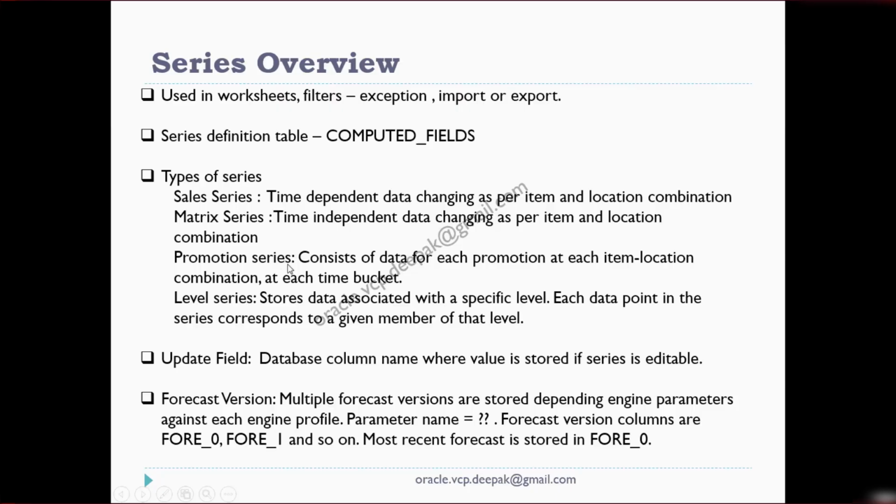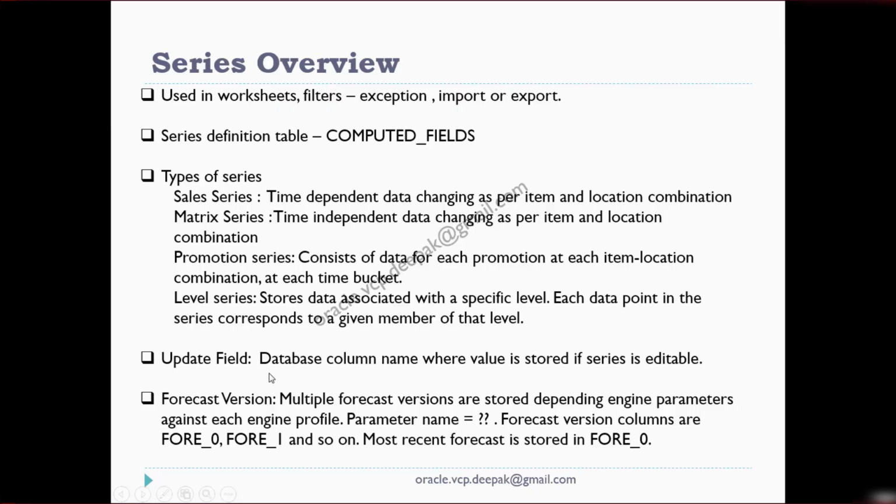And the promotion series also, if the series data is stored in the promotion table. So like sales data, there is another table for promotions. If we store the data in the promotions table, then it's a promotion series. And the level series, if we are storing the value in the level table, like item level. So if we are pulling something from the item level, then that particular series becomes the level series, and that corresponding data goes to that level table only.